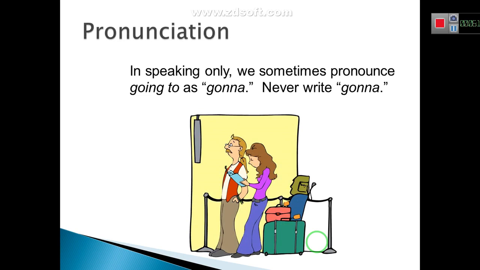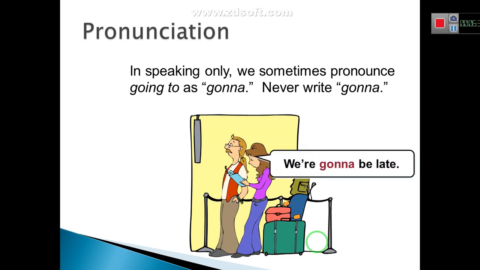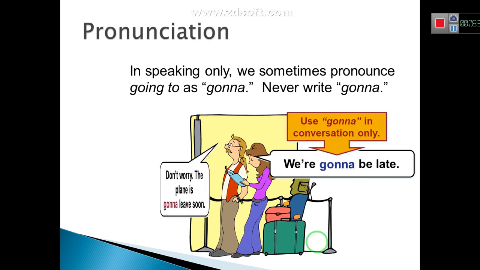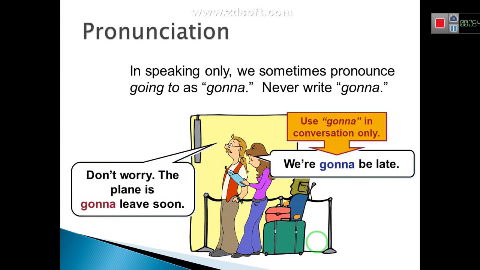Guys, I'm going to talk about one small point for you for the pronunciation part. In speaking, only in speaking, don't forget. We sometimes pronounce going to as gonna, but never write gonna, never. You pronounce it as gonna in speaking, but you don't write it. We are gonna be late. We can't write like that. Use gonna in conversation only. Don't worry, the plane is gonna leave soon. Again, don't use gonna in writing. We have to use going to.